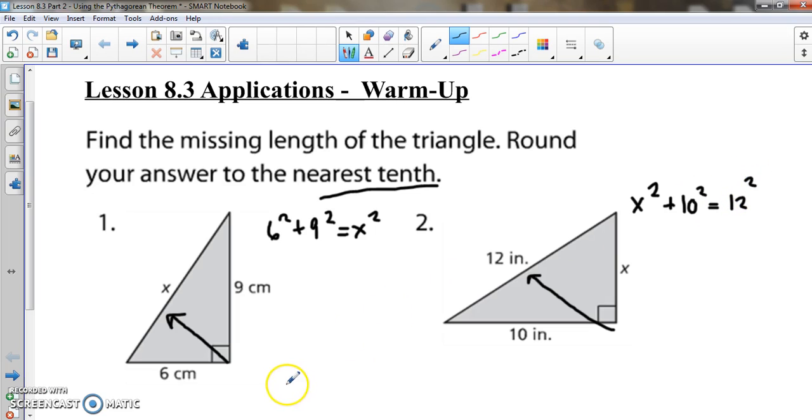So take some time right now and solve each one of these problems, and in a moment, you'll see what the correct answers are. So if you can just pause this video until you're ready.